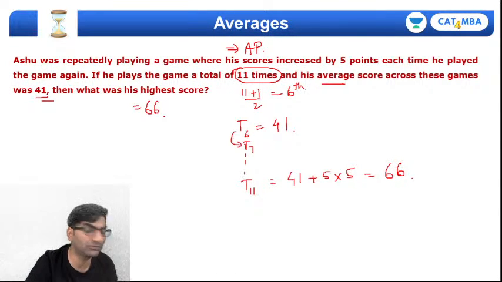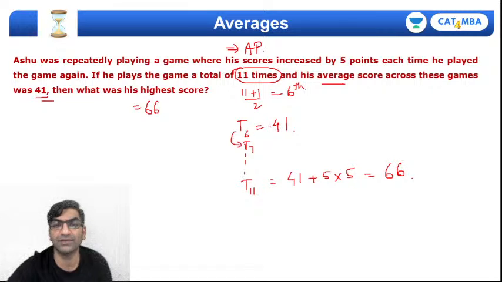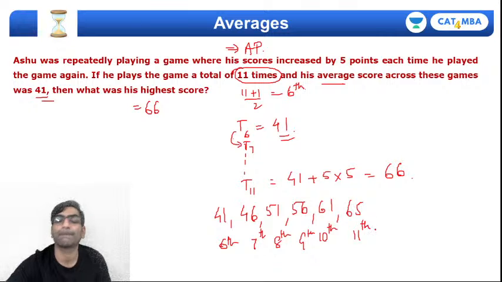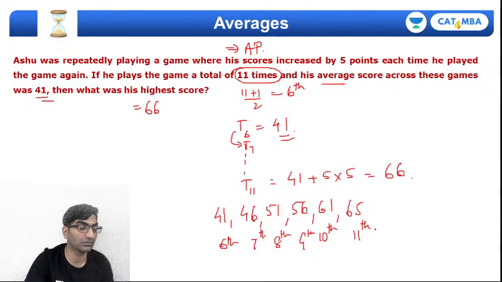No, not 71, right? You can check it out, na? If this is the sixth value, 41, add 5, 46, add 5, 51, add 5, 56, 61 and 66, right? So this is the 6th, 7th, 8th, 9th, 10th and the 11th. That's going to be the largest value, highest score.